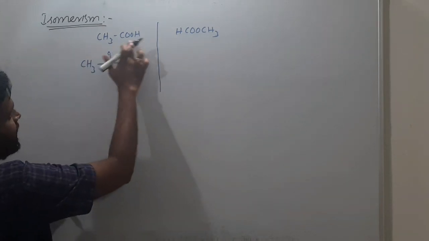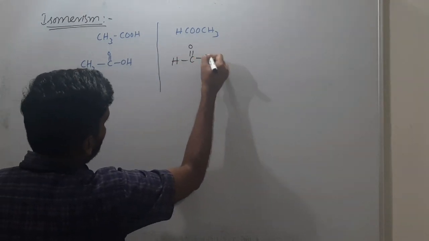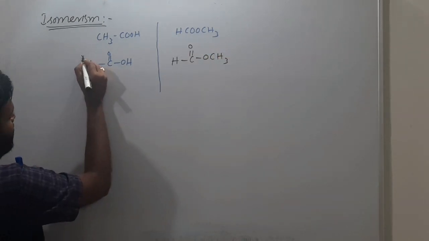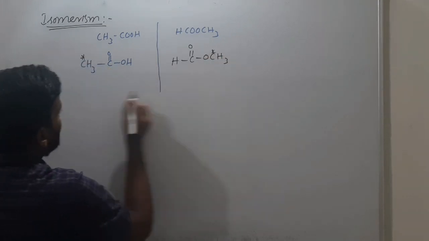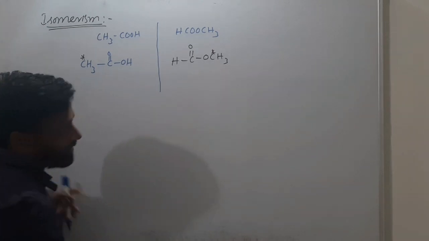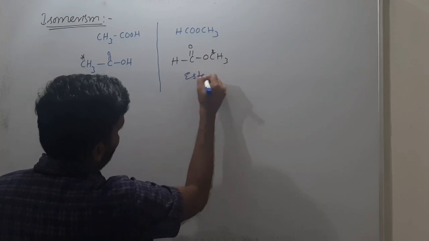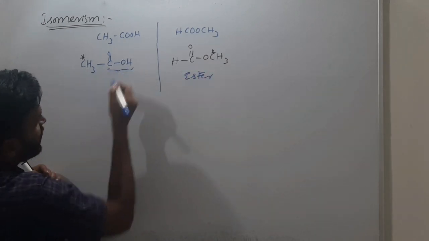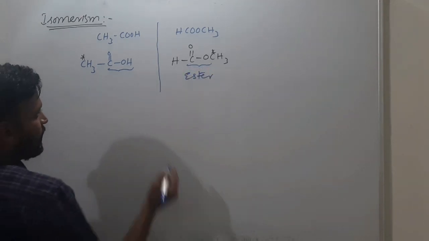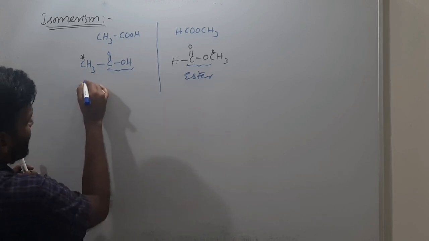No, it is completely different. CH3COOH here, and HCOOCH3 means HC double bond O, OCH3. See the difference? Look at the position of this methyl group. Here the methyl group is attached to carbonyl. Here the methyl group is attached to oxygen. So this is COOR, ester. This is COOH. I told you already. So this is carboxylic acid, CH3COOH, actually acetic acid.